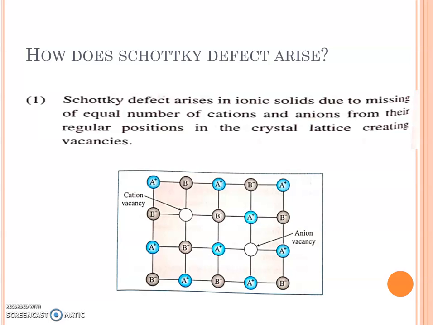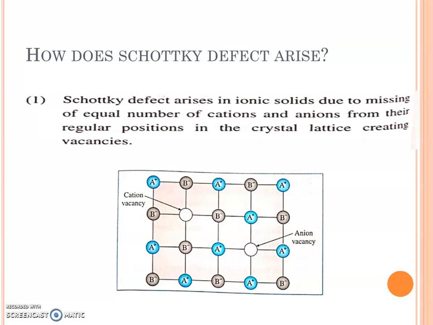So the next most likely question to be asked is, how does Schottky defect arise? Schottky defect arises in ionic solids due to missing of equal number of cations and anions from their regular positions in the crystal lattice, creating vacancies. This question might come for 2 or 3 marks. The drawing of the figure is really necessary in this question as it carries at least 1 or half mark.